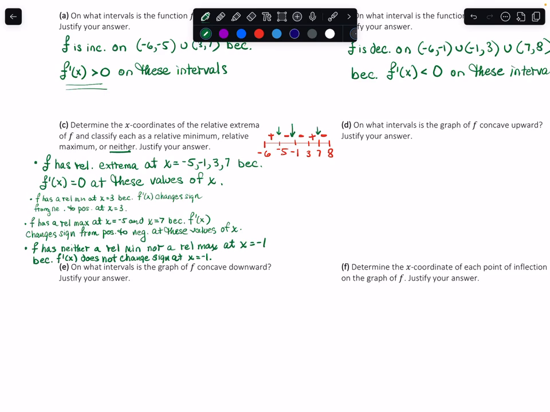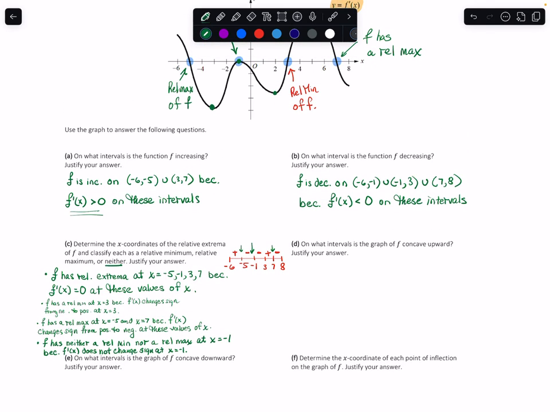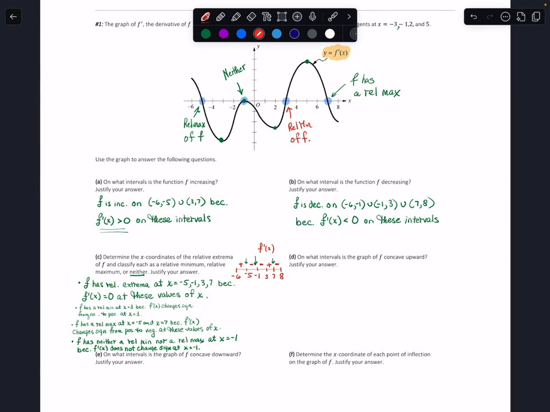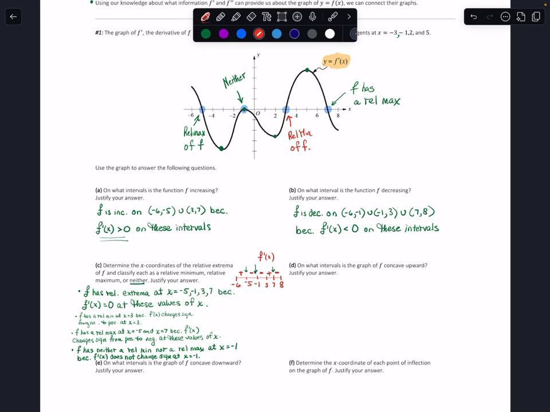Okay, so I think these are tricky to think about. People are okay with A and B, then C starts to bother them a little bit. And then, something like D really starts to flip people out. So on what intervals is the graph of f concave upward? So you pause for a second and you're like, if I want to find concavity, doesn't that come from the second derivative? And I'm like, yes, you are correct. And you're like, okay, well, I only have the graph of the first derivative. How would I be able to tell then something about the second derivative?